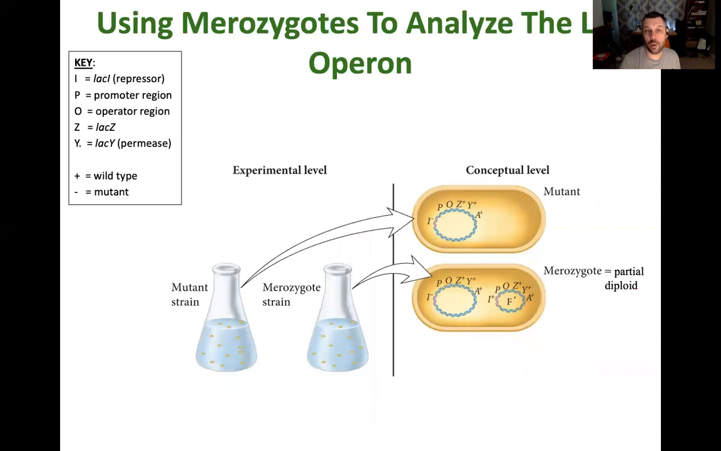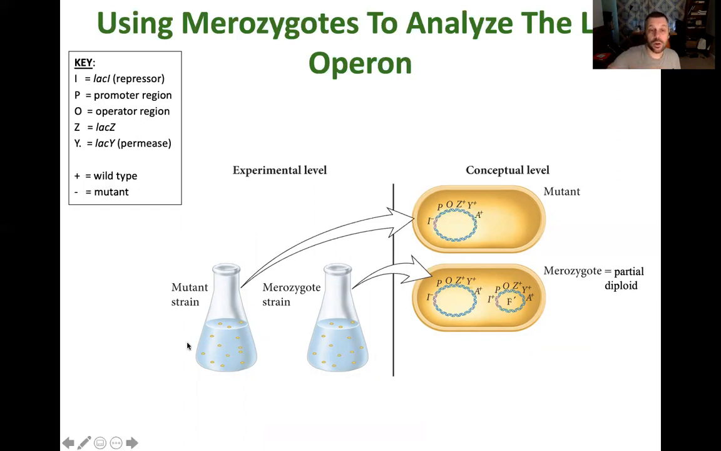So I want to talk about merozygotes for a second, because this is going to be important to understand how you got to answer some of the questions on the assignment this week. What you're looking at here, I want you to begin by looking at what is called a mutant strain of E. coli. These types of experiments were done to try and figure out what types of molecules a repressor was, LacZ, LacY. And the way they did these experiments was to take mutant strains of E.